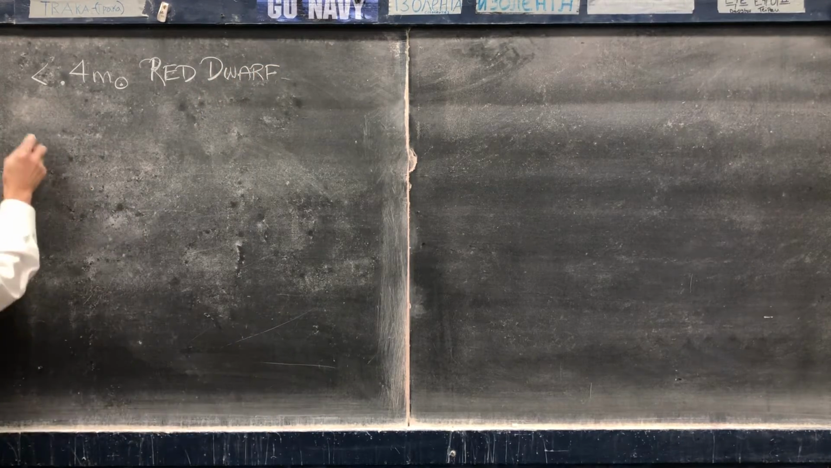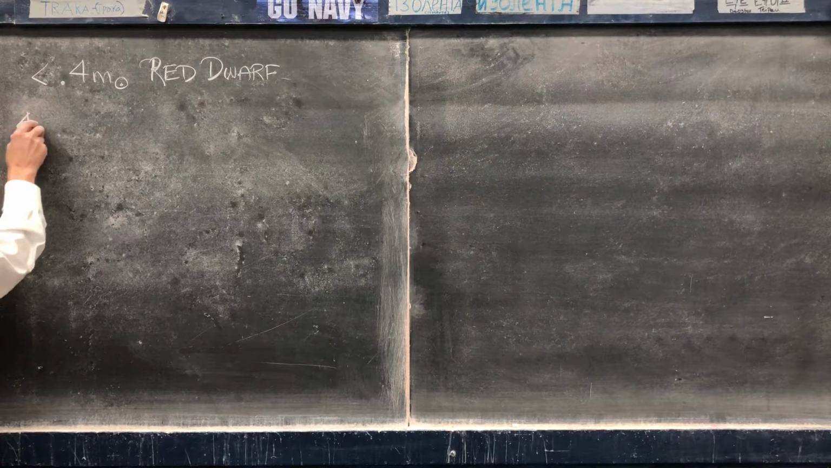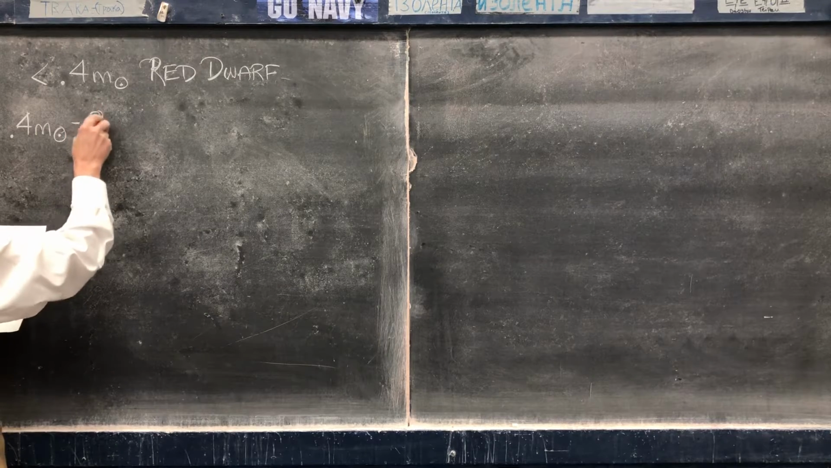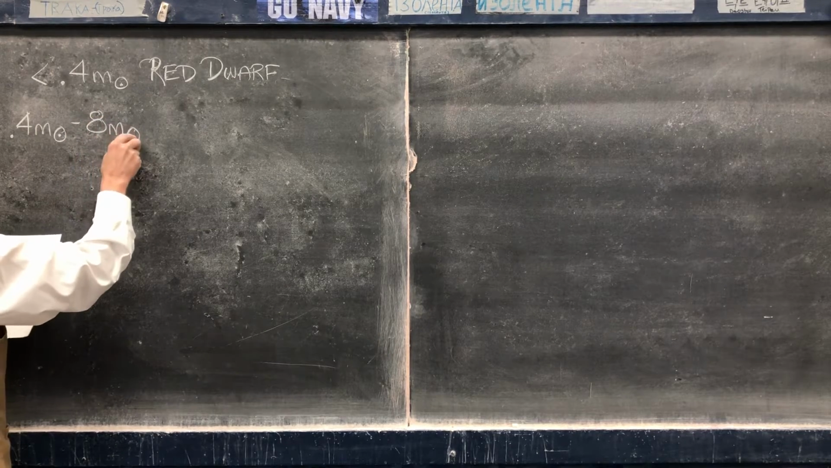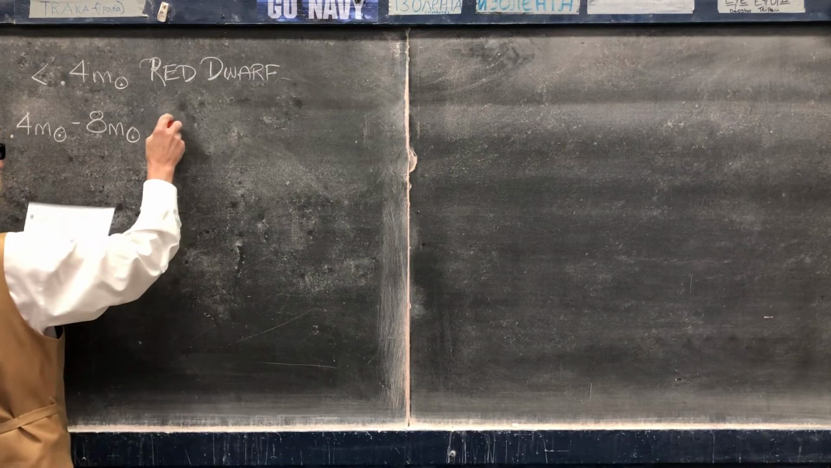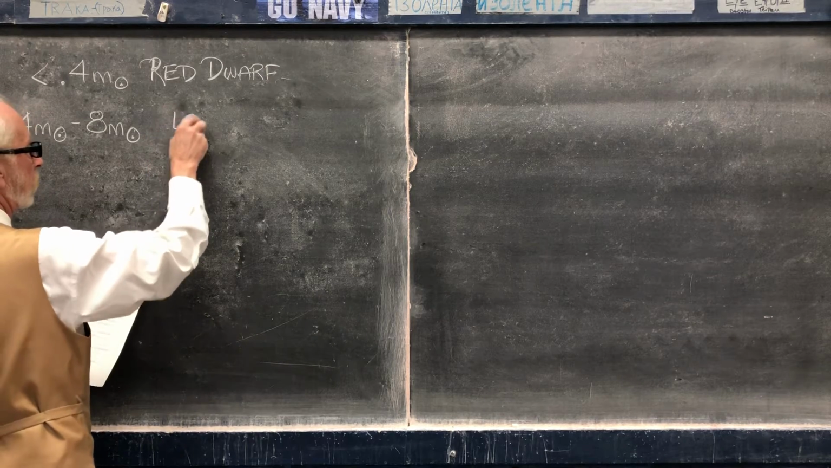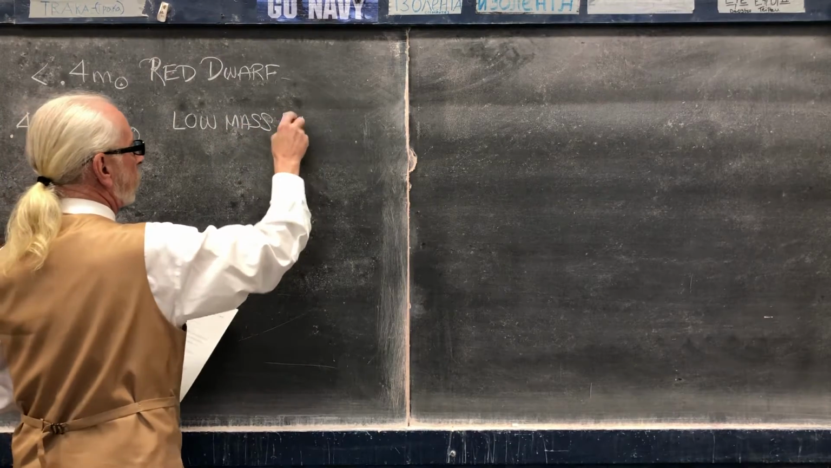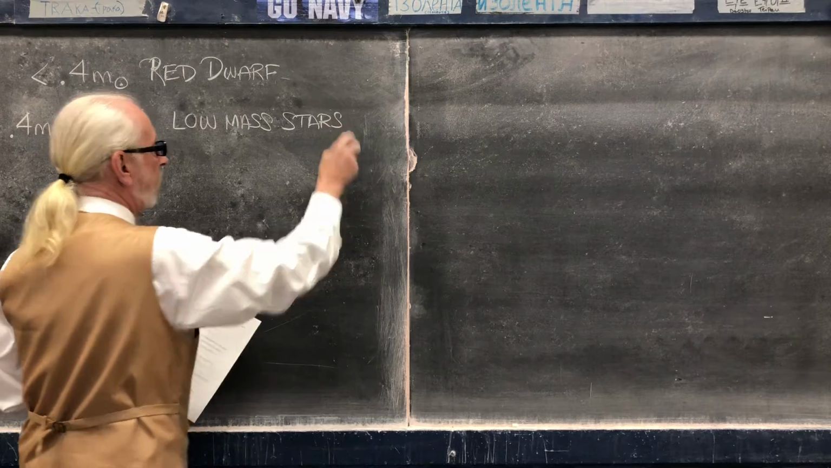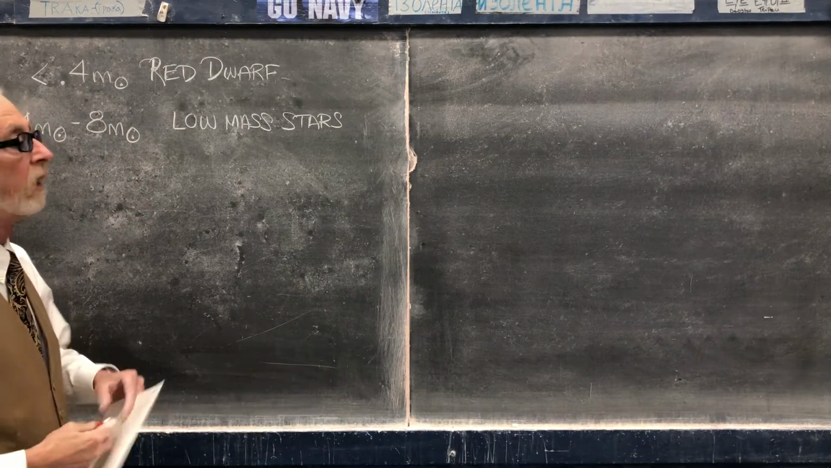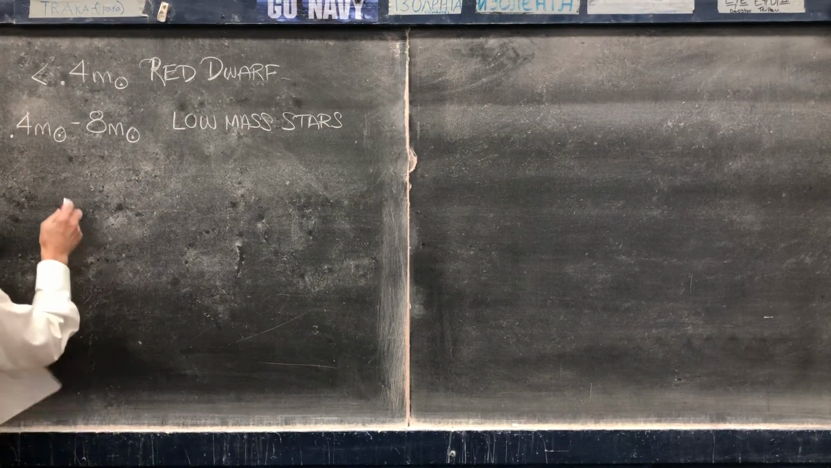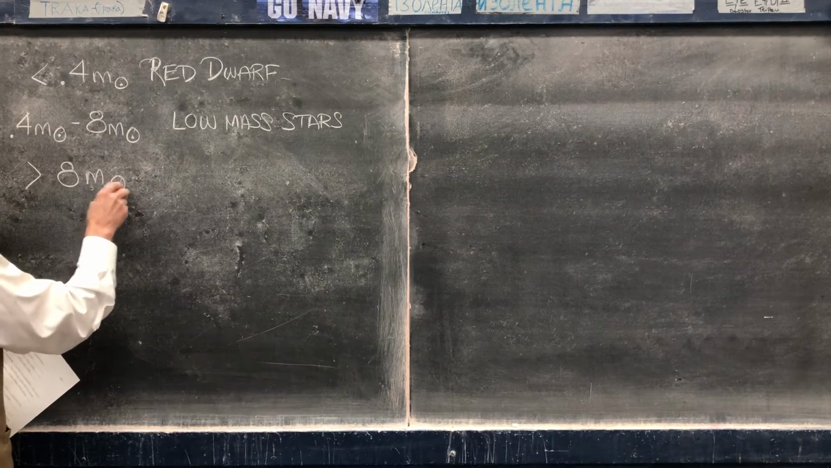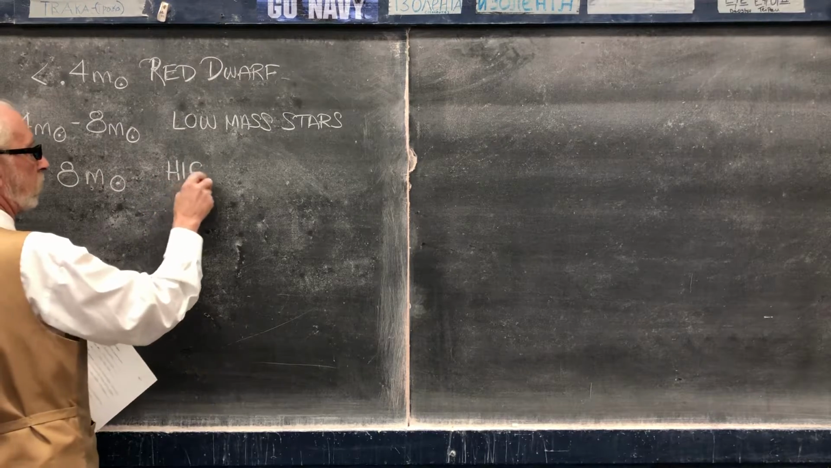The next category are stars that are between 0.4 solar masses and 8 solar masses. Those stars are referred to as low mass stars. And again, for the purposes of evaluating star death. And the third category, stars that are greater than 8 solar masses. Those are high mass stars.